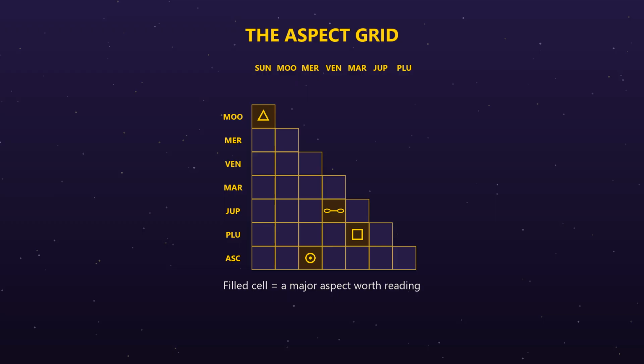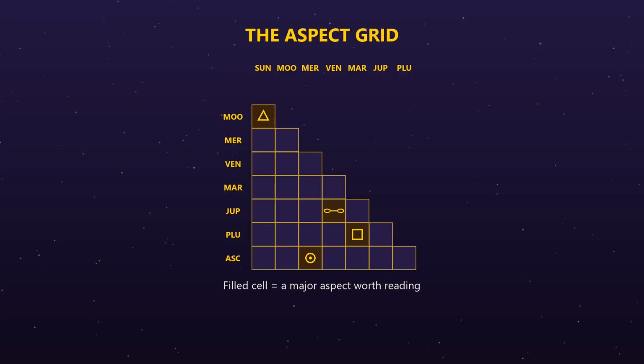Most real charts, including yours, come with an aspect grid, a small triangle table with every planet listed on both sides. Where a row and a column meet, if those 2 planets form one of the major aspects, that cell gets filled in with a small symbol. Empty cell, no major aspect there. Filled cell, there's a relationship worth reading. You're just scanning a table for filled boxes.